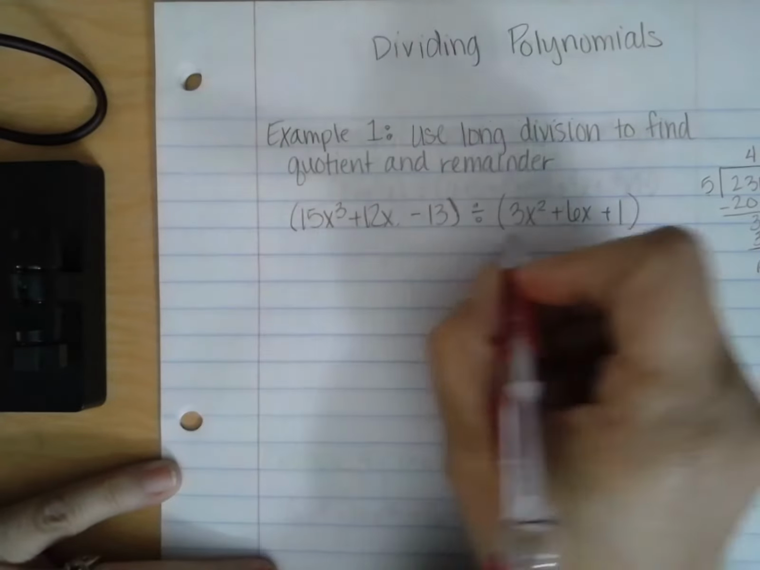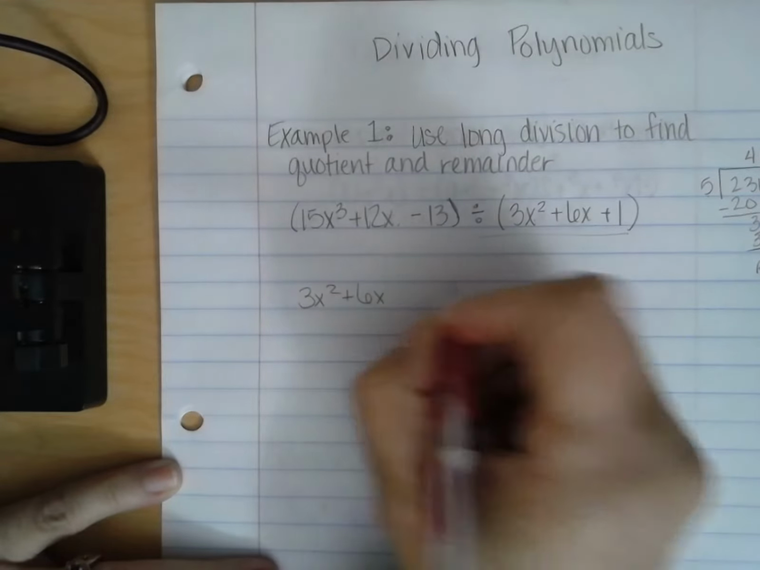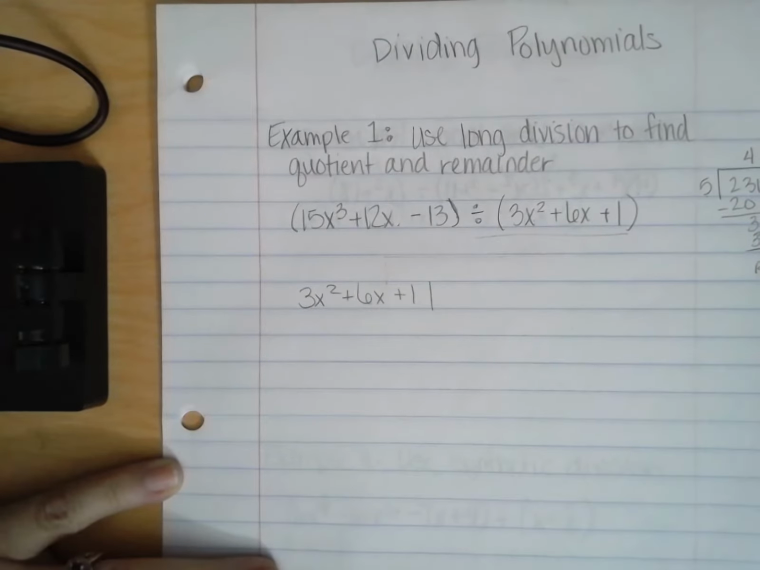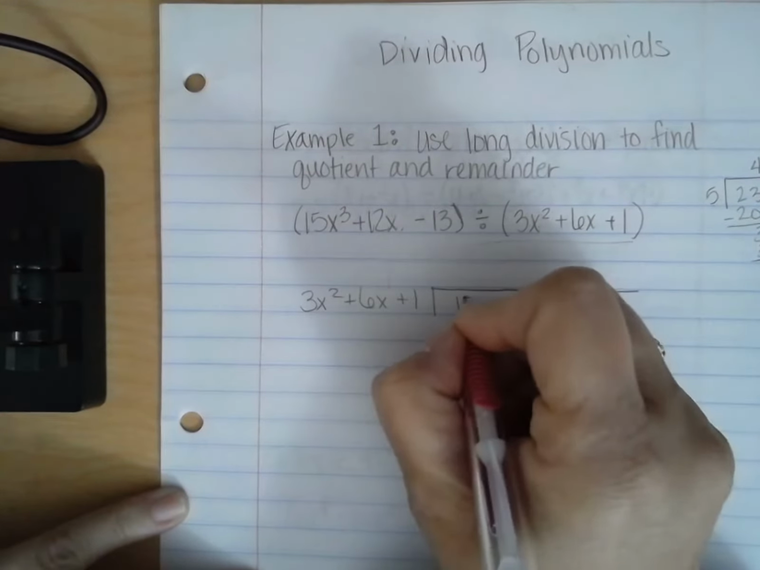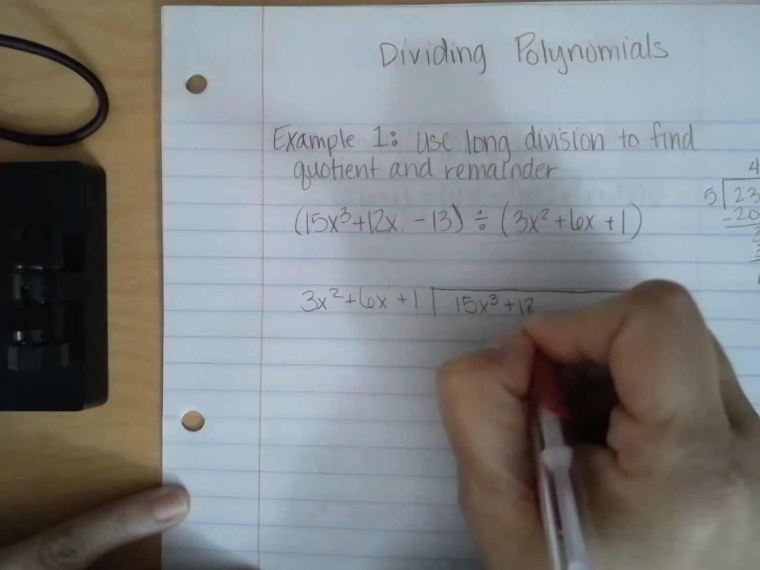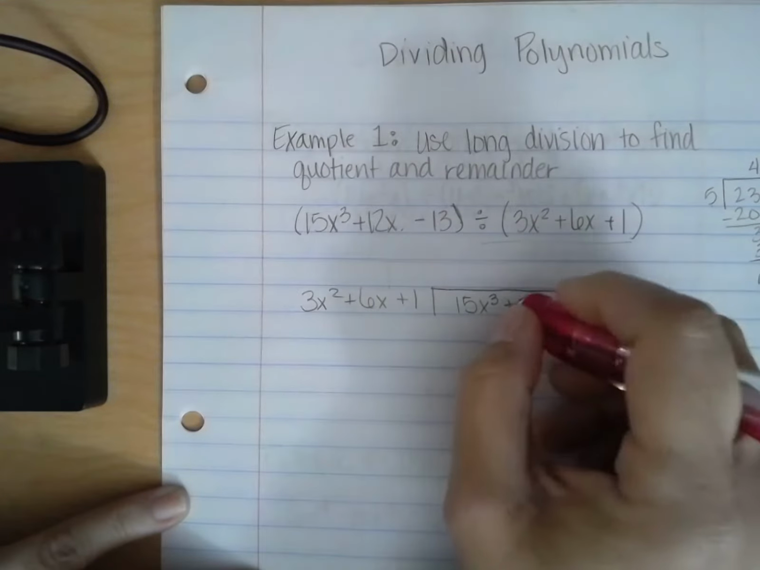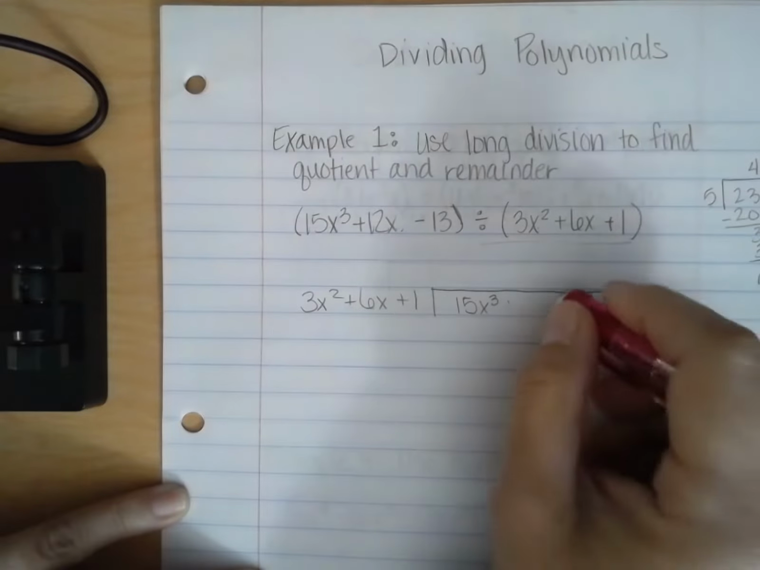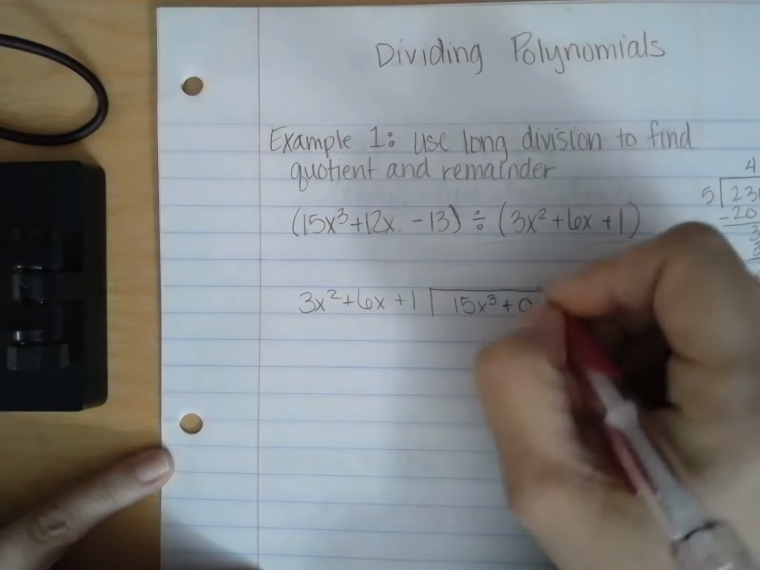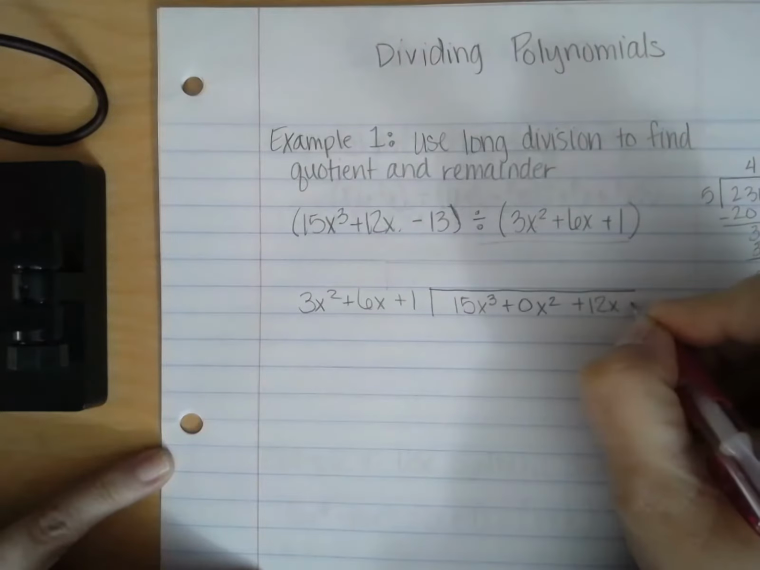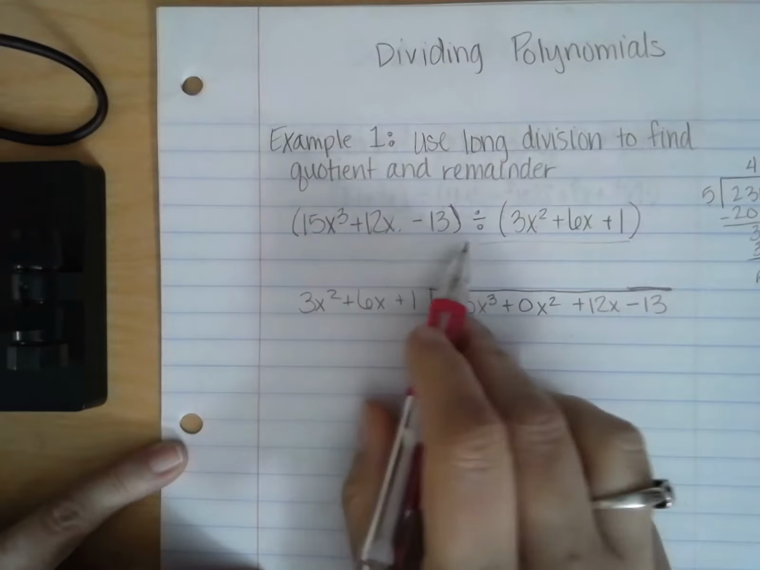So we're going to rewrite our problem with the divisor on the outside of the bar. The first expression goes inside. That's very important, that you put them in the right spot. The easiest way to double check that is that the biggest exponent should always be under the bar. Also, it's important that you put in spacers for any missing exponents, because you're going to need those when we're doing the actual dividing. So we're putting in 0x squared even though it wasn't originally written.